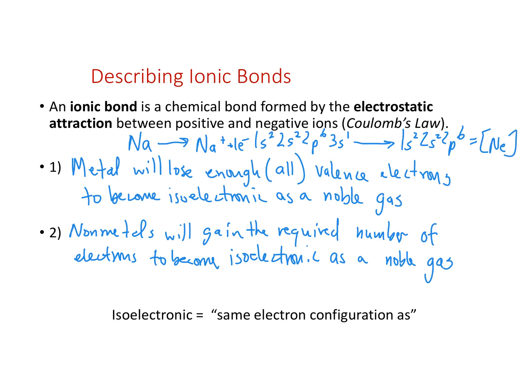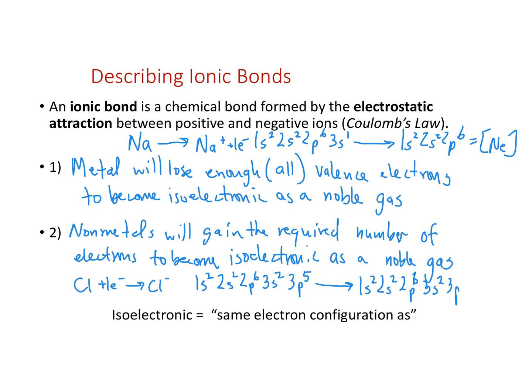We can look at chlorine as another example. Chlorine plus an electron goes to chloride. That's going to look like 1s2, 2s2, 2p6, 3s2, 3p5. I add an electron in, and that's going to become 1s2, 2s2, 2p6, 3s2, 3p6, adding in an extra electron. The p orbital can hold a total of 6, and I'm isoelectronic with argon.